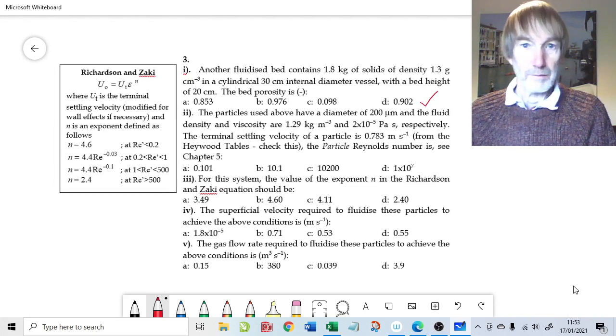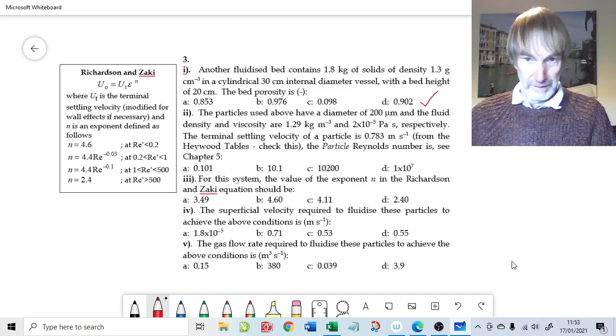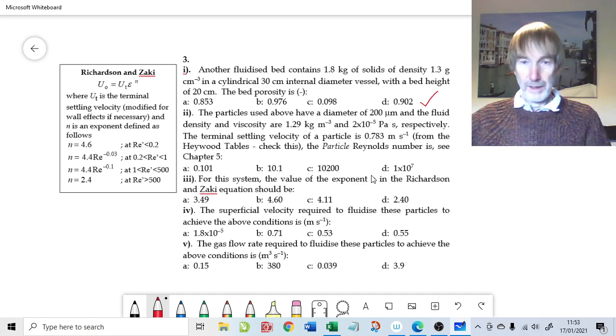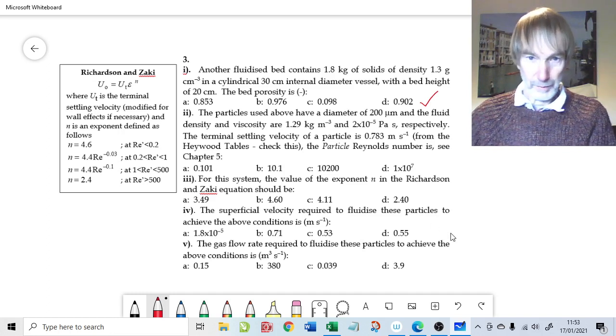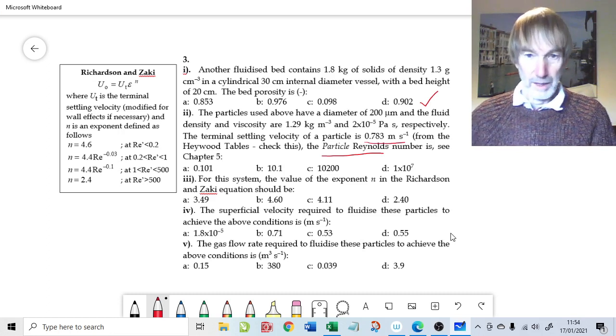Okay, right. Now the next bit is all to do with calculating the particle Reynolds number. The really important bit here is the particle Reynolds number. It's not the modified Reynolds number that we're calculating. And we're told that the settling velocity is this value obtained from the Hayward tables, and we've been asked to check that that's correct.